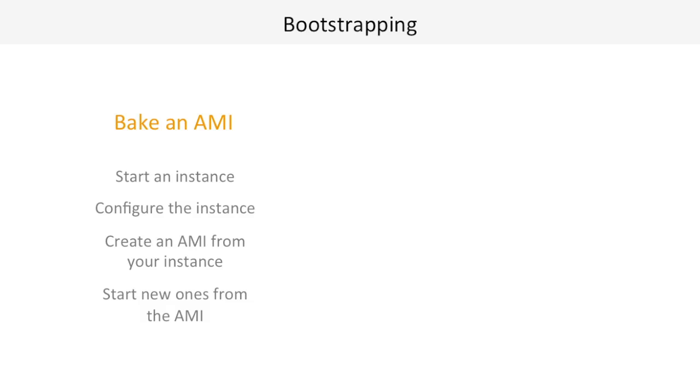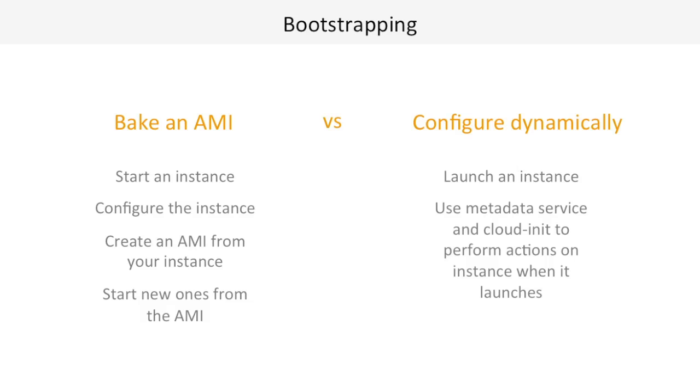So, bootstrapping, baking an AMI. There are two ways you can do bootstrapping. First off, you can bake software into the Amazon machine image. You would start an instance, configure that instance by logging onto it, install some software, configure that software, and then create an AMI from your instance. You would then have an AMI in your account that's configured the way you want it. And then you can simply pass that AMI ID into starting new instances, versus configuring an instance dynamically.